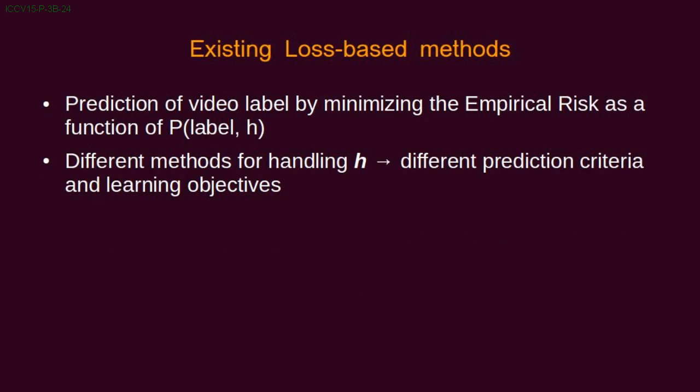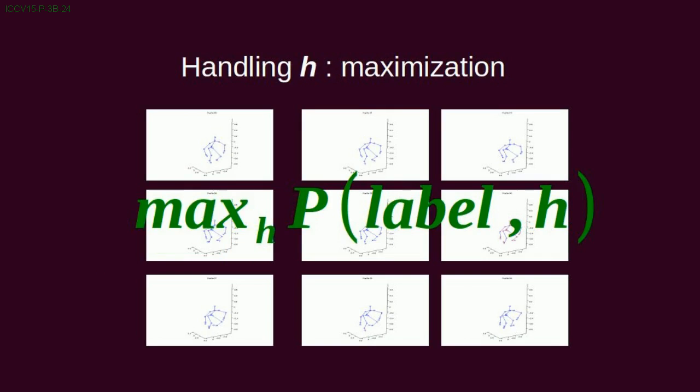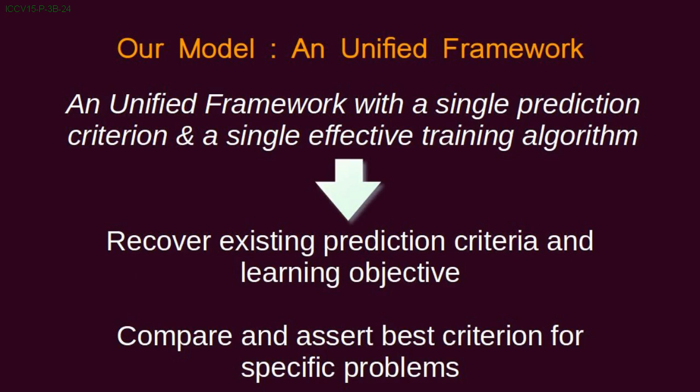Existing loss-based methods perform learning and prediction by either marginalizing the joint distribution, setting the latent variable to the value that maximizes the joint probability, or minimizing an entropy measure over the joint distribution. With an entropy-based prediction criterion, we propose a unified framework that recovers these models as special cases. We develop a common and effective learning algorithm, evaluate each model's prediction criterion, and provide empirical evidence that lends support towards prediction via the minimization of the latent space uncertainty.